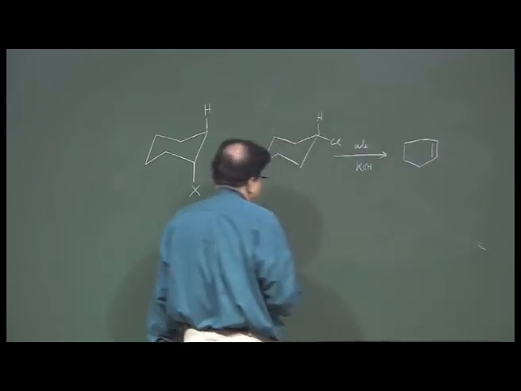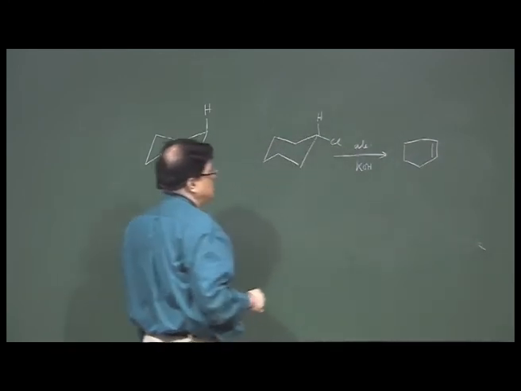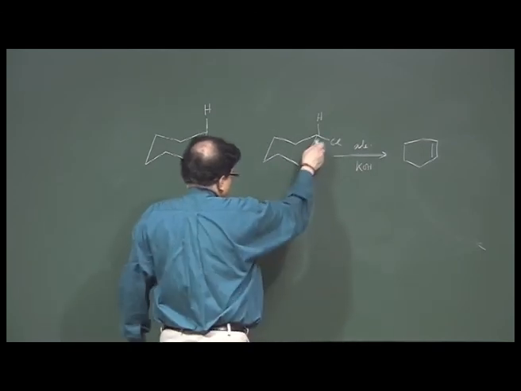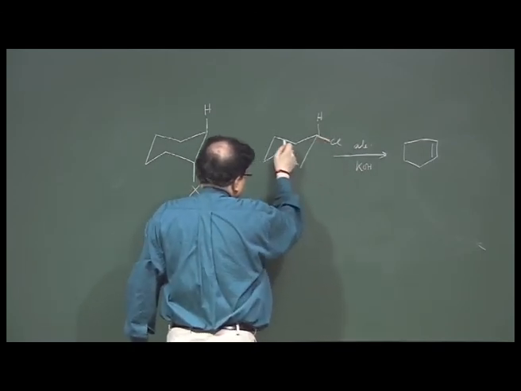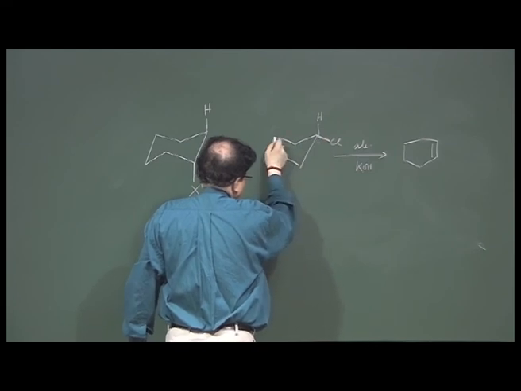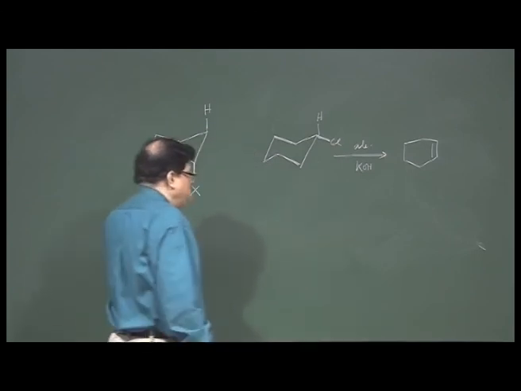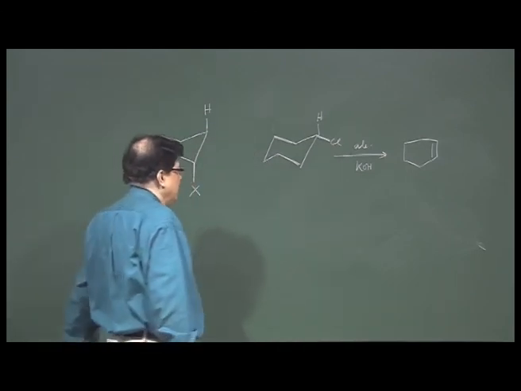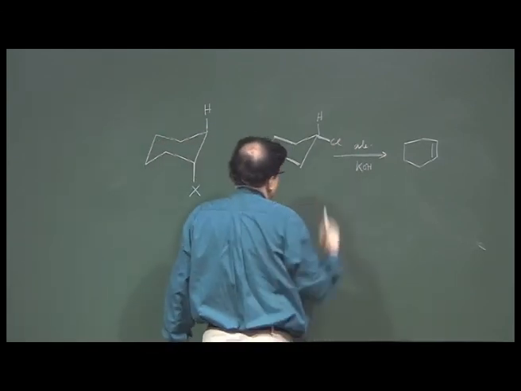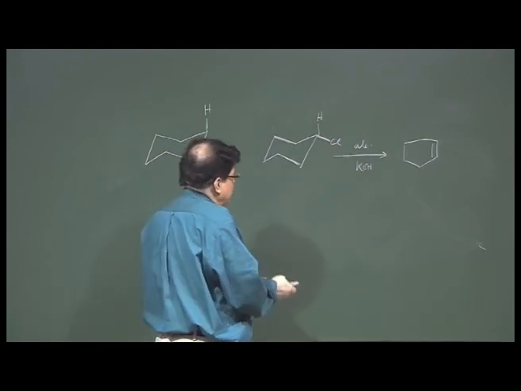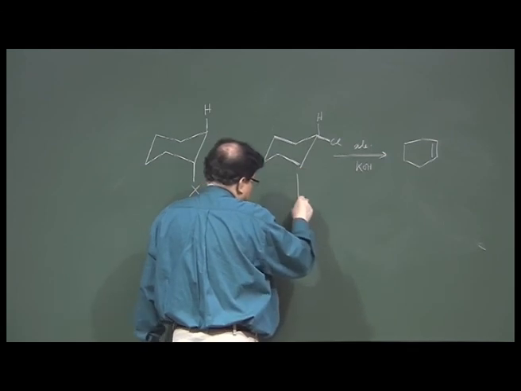Why forcing conditions? Because in this equatorial position there is no hydrogen which is anti to this chlorine. The anti bonds that are present are the C-C bonds, but here the hydrogen has to be lost, so the hydrogen has to be anti. The other way you can say it: the chlorine is occupying the equatorial position, so there cannot be any anti hydrogen. It has to be diaxial, in the axial position.